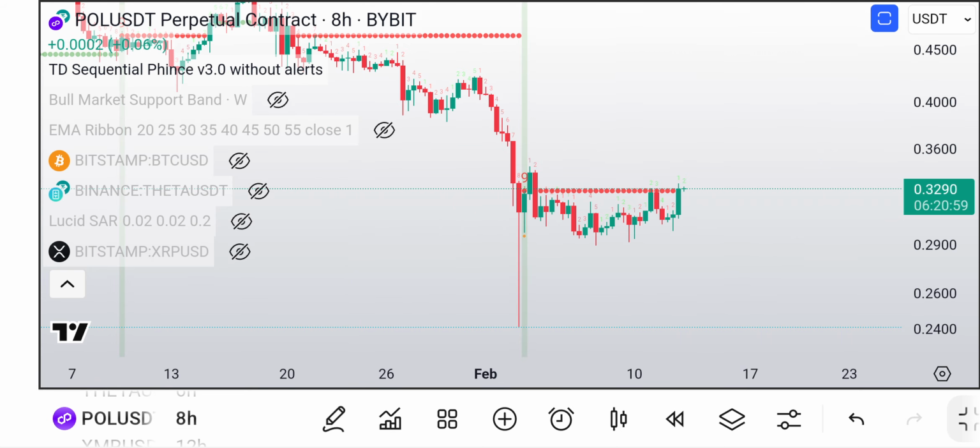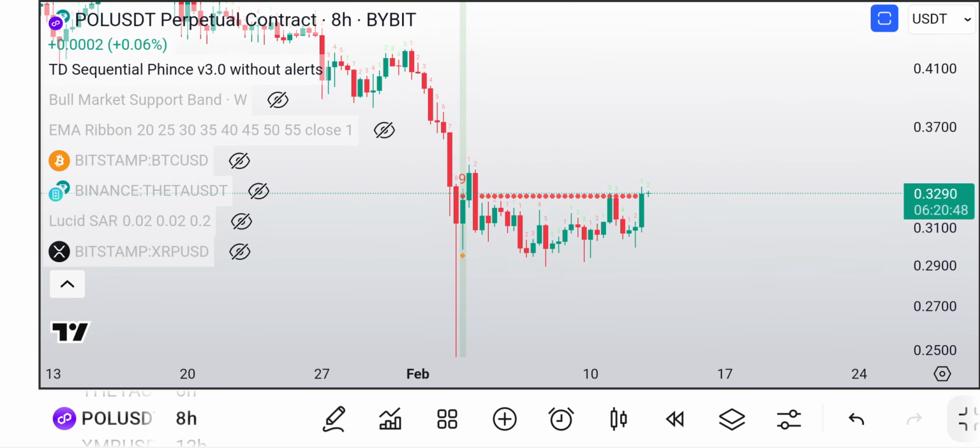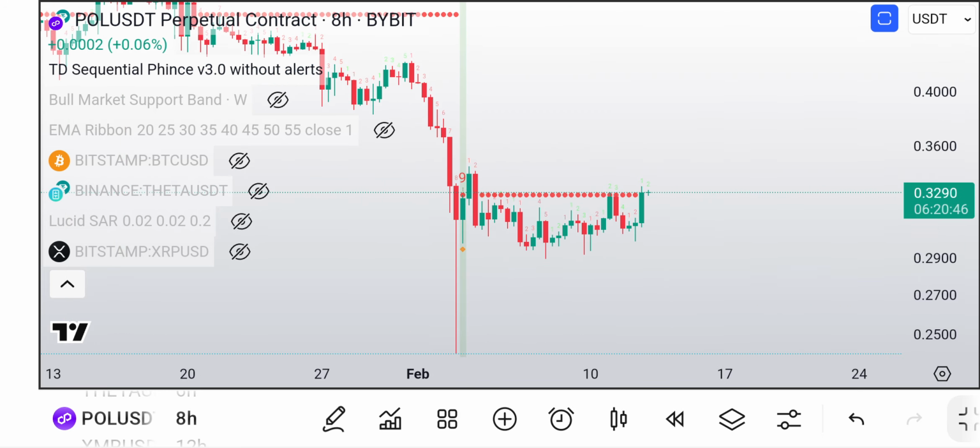You know, Matic looks good. Very tight, got a very tight posture. It's very condensed, and I like that because it shows that volatility slowing down, accumulation happening, right?